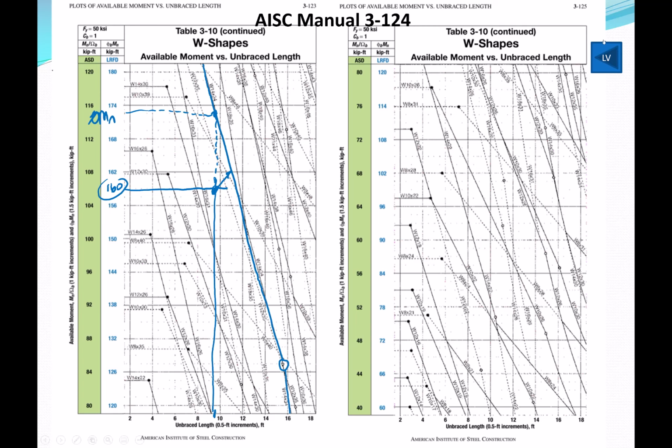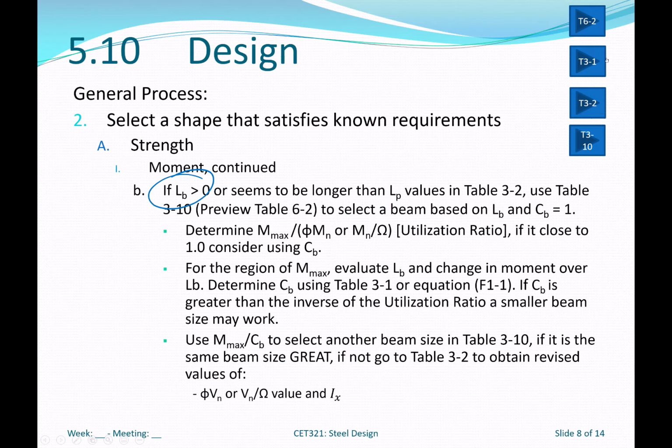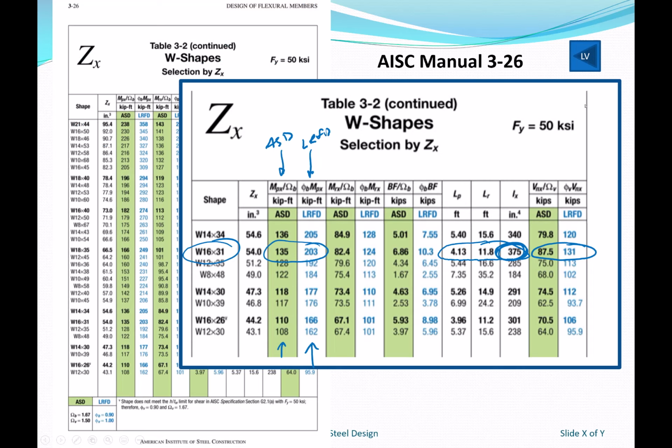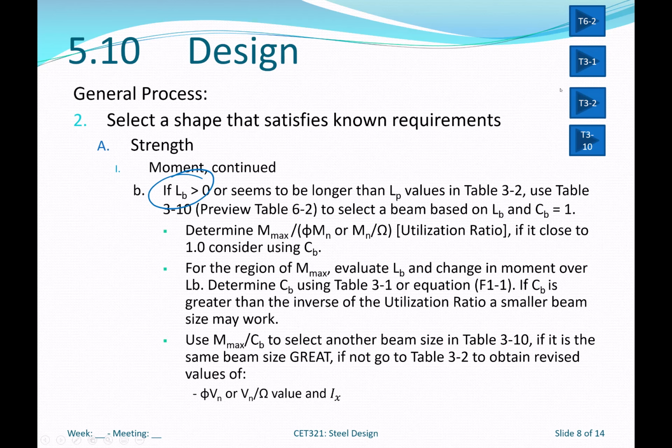So then we can go back, and once I have that beam size, in this case 14x34, I can go to table 3-2, and I can see that I have a moment of inertia of 340, and I can check my deflection criteria. Okay, so that will help me with an unbraced length. Again, it assumes C sub B is 1.